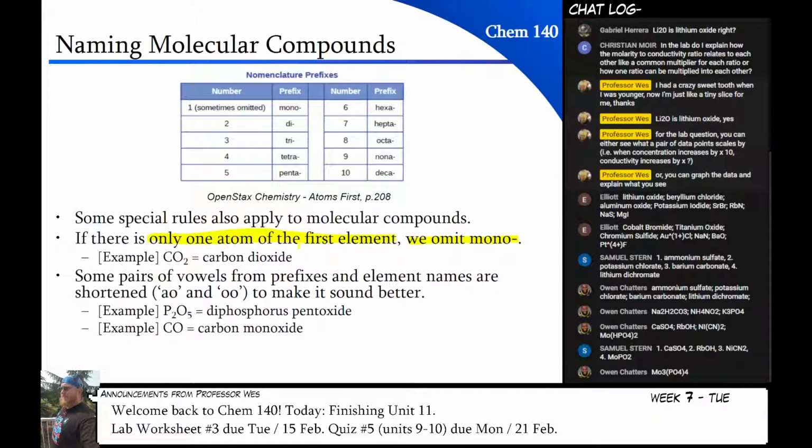Now, if you end up with a situation where the end of your prefix has an A or an O, and you're next to oxygen, for example, and you get a double vowel combination, we end up dropping this character that I'm highlighting just to make it sound better. This is important to know because, again, Canvas is going to be very strict on typos and stuff like that. So you want to make sure that you don't write pentaoxide. You want to write pentoxide. Or octoxide, not octaoxide. So that first vowel in the two vowel combination for AO or OO gets discarded. Note that with di and tri, we do not drop any vowels. So trioxide is correct.